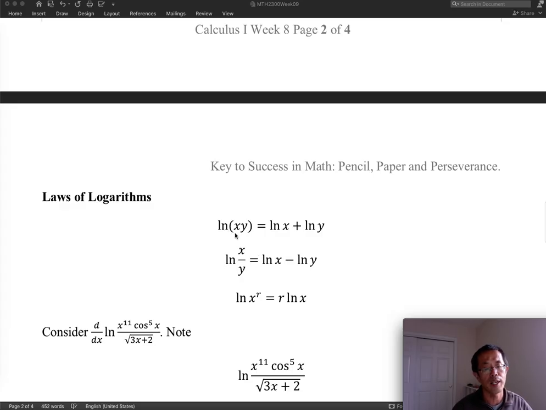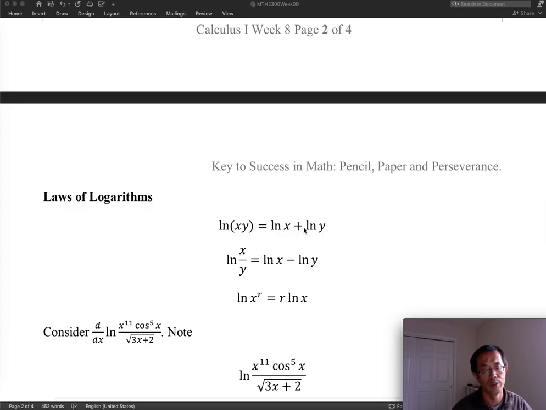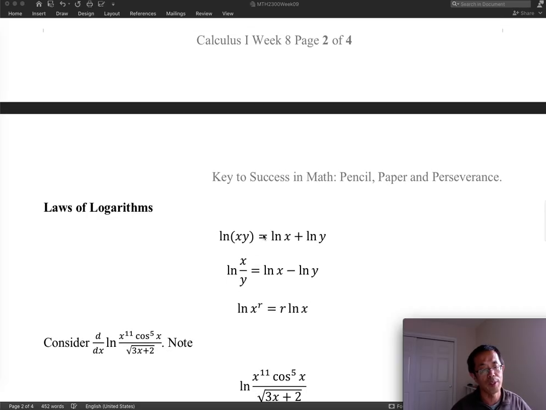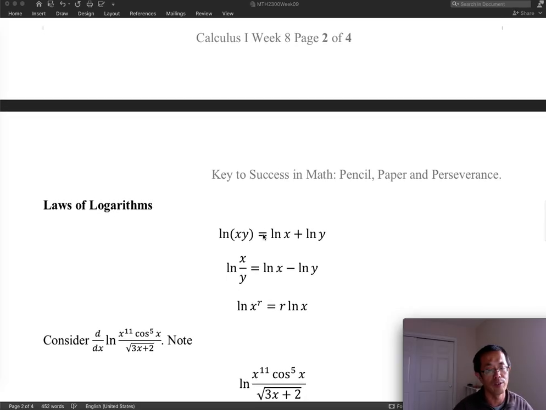The ln of a product can be separated into two logarithms. I'm writing each property just using the natural logarithm. All these rules, properties, the laws, work for any logarithm. But as I just said, any logarithm can be converted into the natural logarithm. ln of x times y is the same as ln x plus ln y. ln of x over y is the same as the difference of those two logarithms. ln of x to the power of r is r times ln of x.